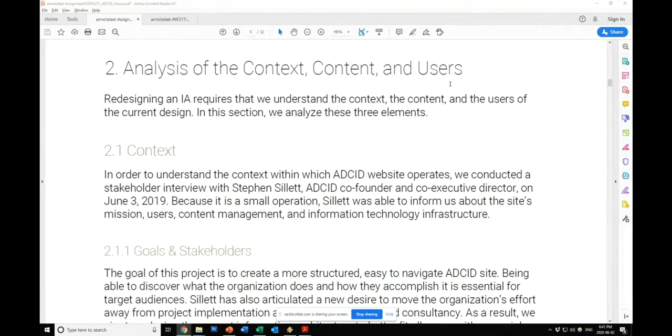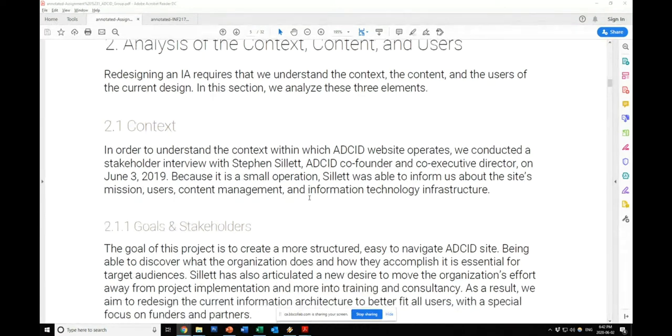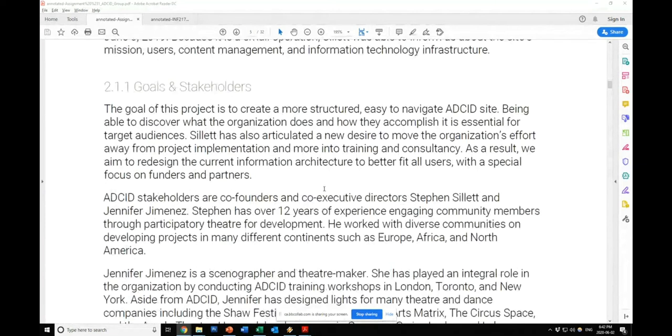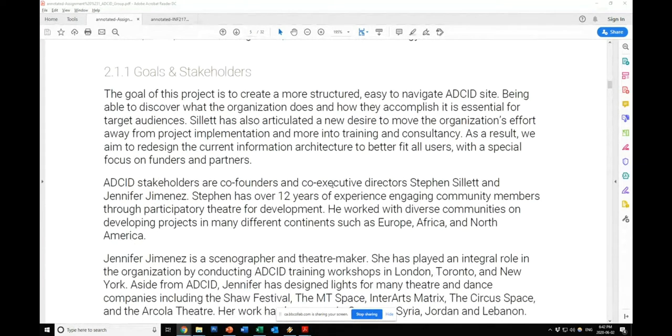So here, in this case, this is from one assignment from last year. They're looking at the context, content, and users for this site called ADCID, which is an art-centric website. And in this case, they managed to actually have a stakeholder interview with the co-founder and executive director, and get a sense as to how that website came about. Now, I'm not necessarily expecting that in this case. That's just what this particular group did. So they went and got a better understanding as to the goals and the stakeholders, and they're upfront.